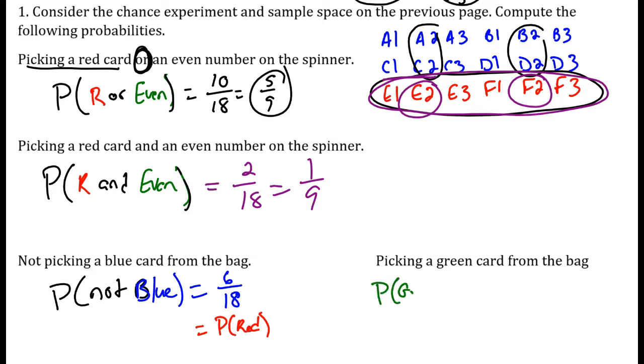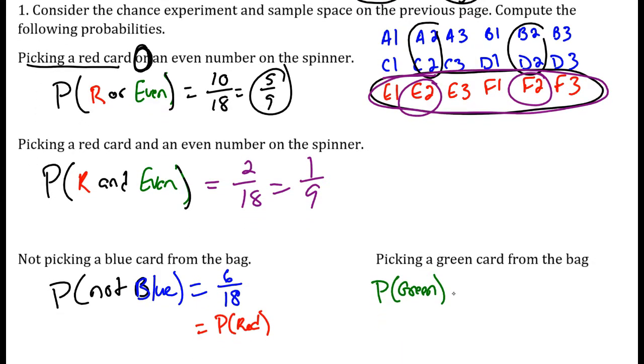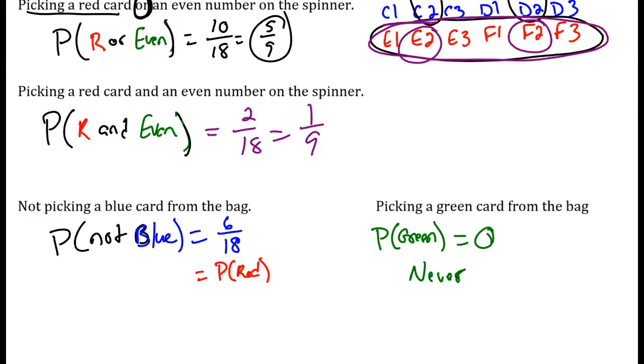What's the probability of picking a green card? Well, there's only blue and red cards in the bag, so what's the probability of picking a green? 0. We discussed in class today that a probability of 0 means the event will never happen. The event will always happen if it has a probability of 1.